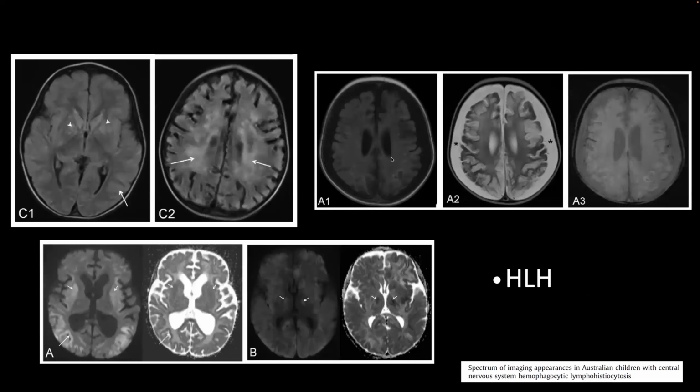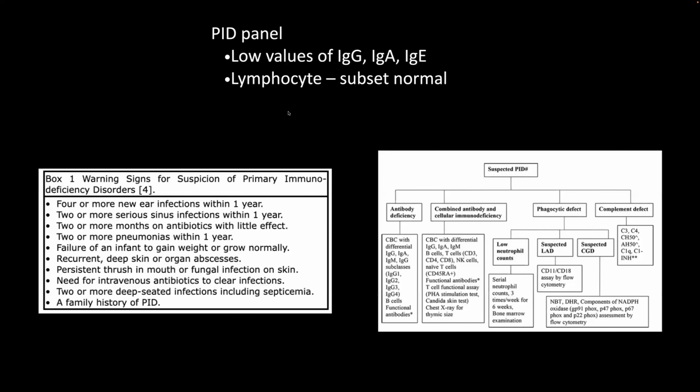And then other neuroinflammatory conditions, such as HLH, can also have these extensive white matter abnormalities, and in the chronic stage can have a significant volume reduction. So I think primary immunodeficiency was the clinical and radiological possibility. And I think based on that, the PID panel was sent, and that showed low levels of immunoglobulin G, A, and E, and lymphocyte subset was normal.